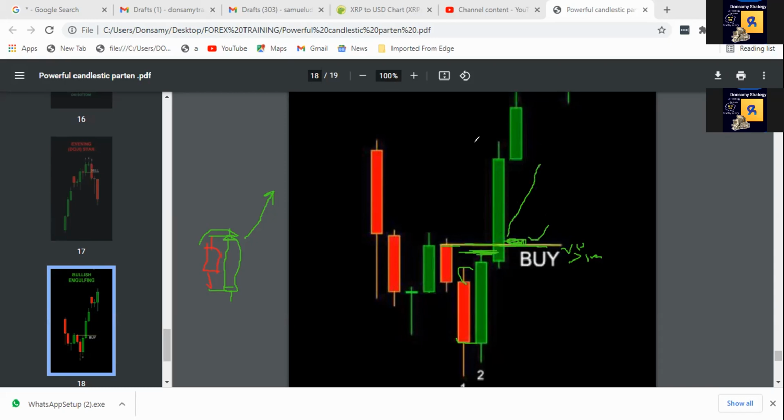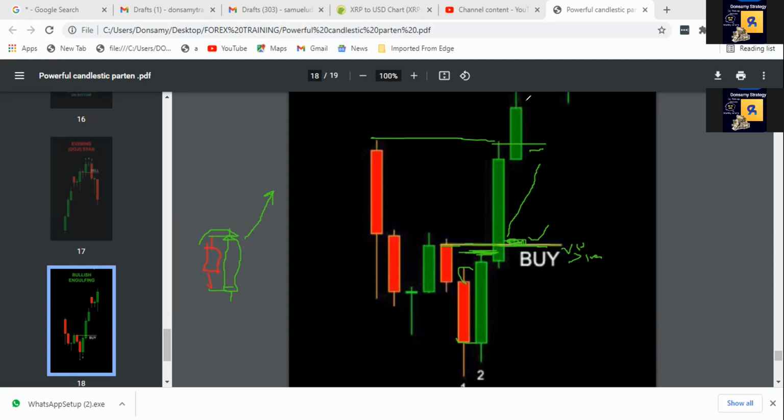You will buy it and look for the next support and place your take profit before the next support. We're going to look at this. Okay, but I need you to understand what a bullish engulfing candle is all about.